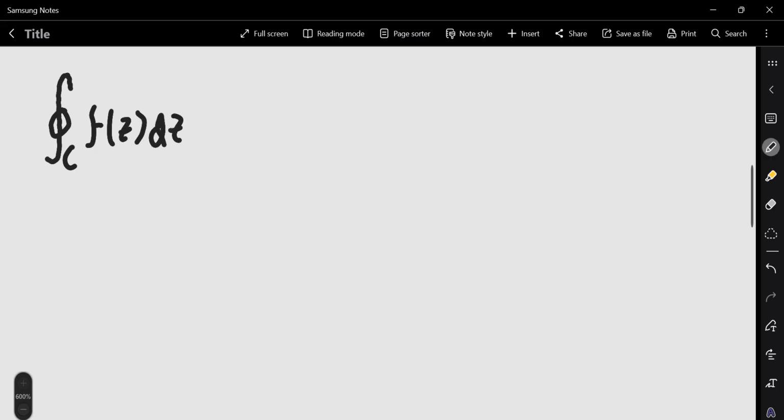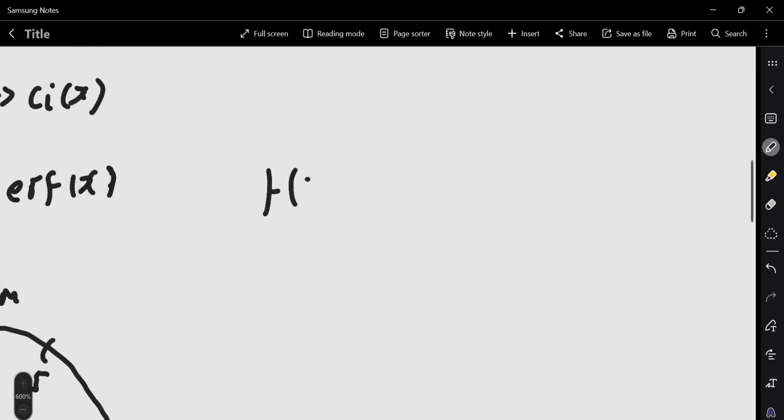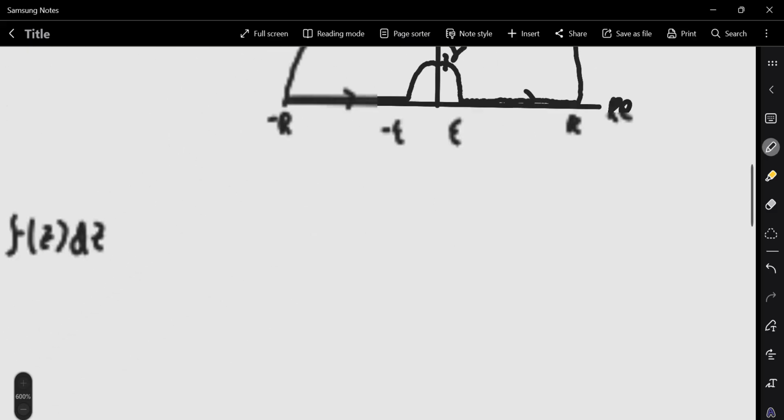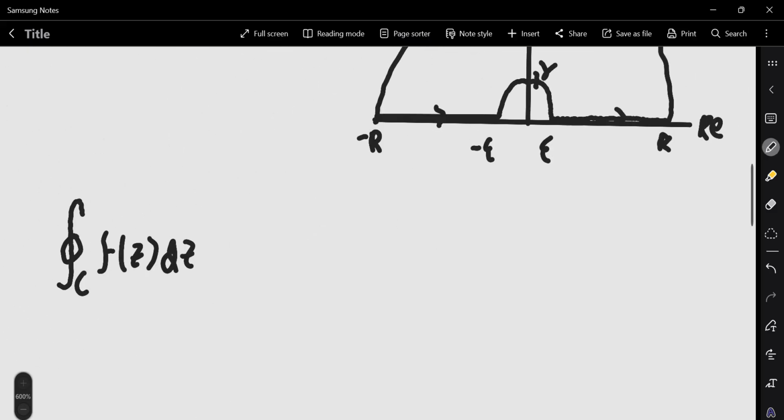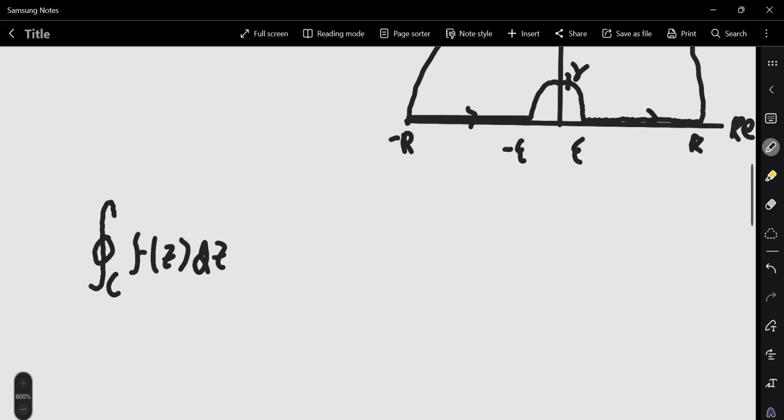So this is our function f(z). Did I even define the function? I don't think we did. We're gonna say our function f(z), we're gonna let it be e to the iz over z, okay? Just some simple stuff. So our integral of the function f is going to be all of these points added up. So we're going to be looking at the integral between minus R to minus epsilon, like here, okay? So that's our first one. The integral between minus R to minus epsilon of f(x) dx.